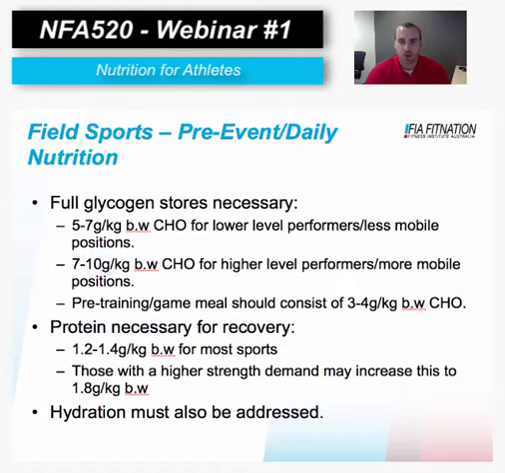Protein is another very important component of the diet for the field sport athlete. Generally, a protein intake that's slightly elevated from the general population of 1.2 to 1.4 grams per kilogram of body weight is considered appropriate. However, if you're looking at field sport that has a higher strength demand and therefore will change the type of training that that athlete is doing, then you may well look to increase this slightly to 1.8 grams per kilogram of body weight. An example of an athlete that would need that would be someone such as a rugby forward, for example.